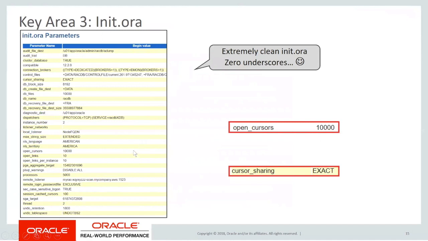I've never seen a cleaner init.ora like this one in all the AWRs that we get handed, because there's 0 underscores in here, and only really the most necessary things are in there. There's only 2 things that I might find noticeable here, and that's open cursors is set extremely high. Remember, this is a setting per session, so why would any session want to have 10,000 cursors open?